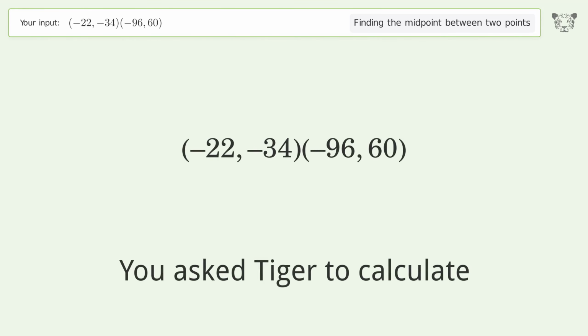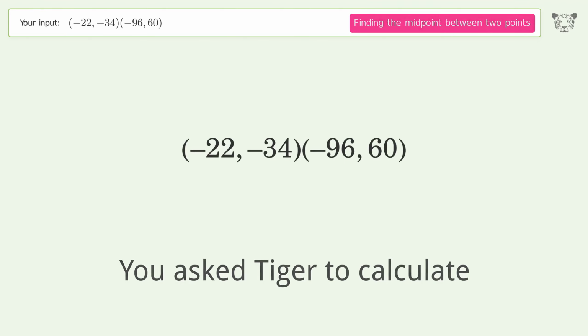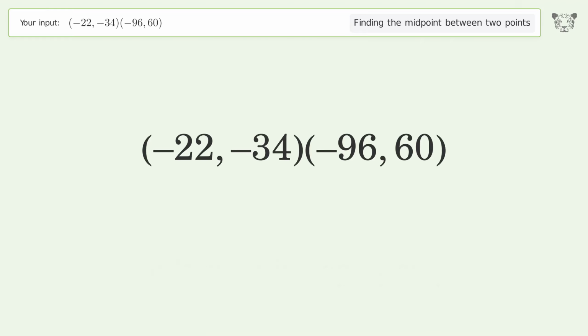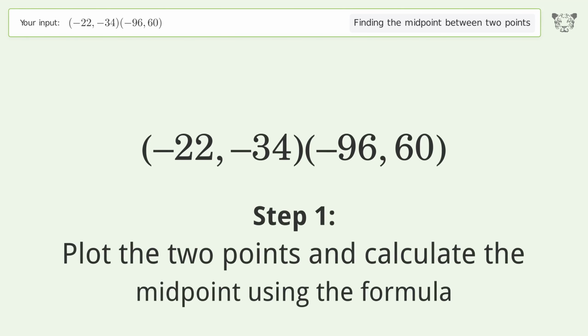You ask Tiger to calculate. This deals with finding the midpoint between 2 points. The midpoint between the 2 points is negative 59,13. Let's solve it step by step. Plot the 2 points and calculate the midpoint using the formula.